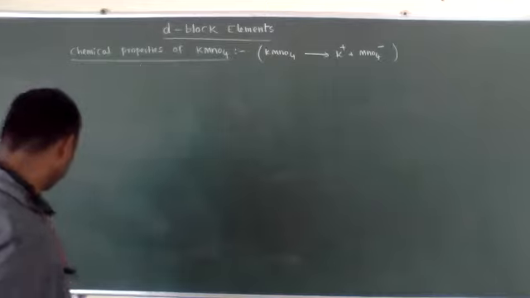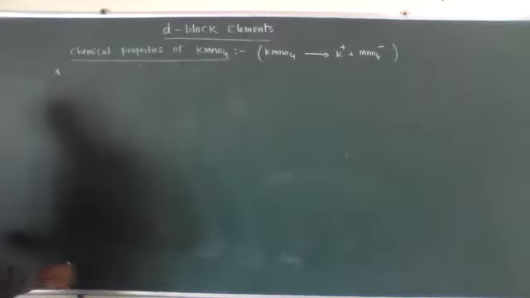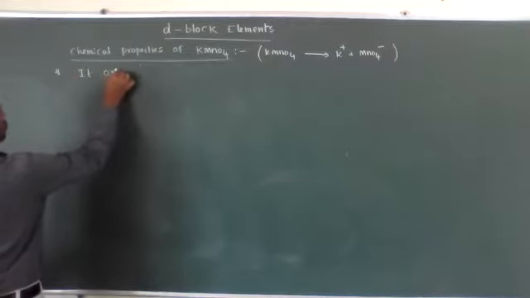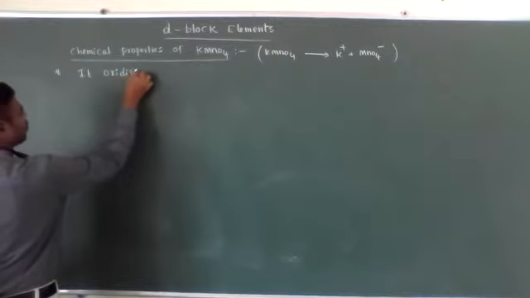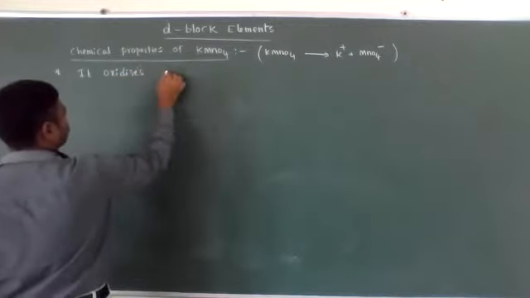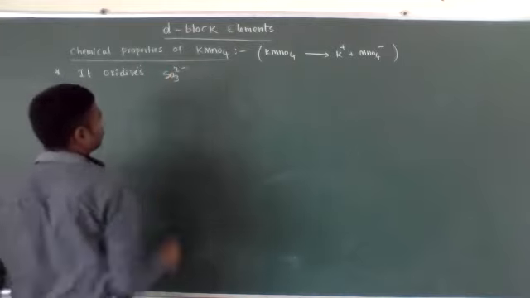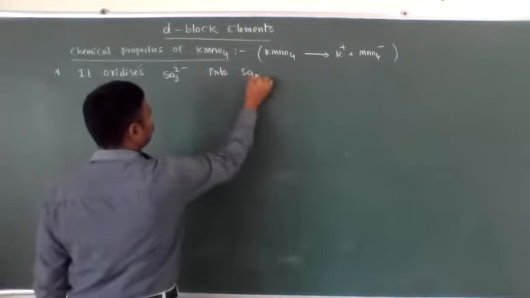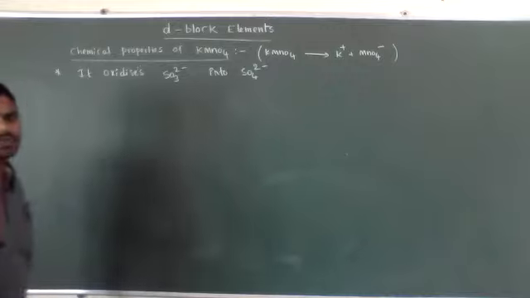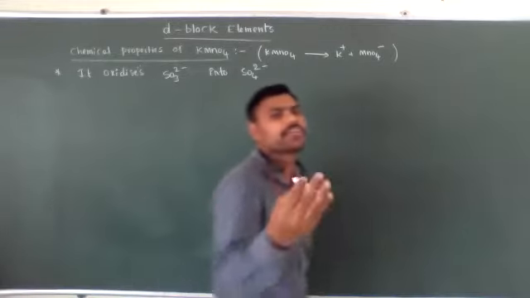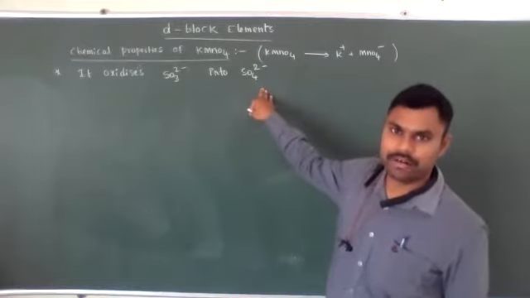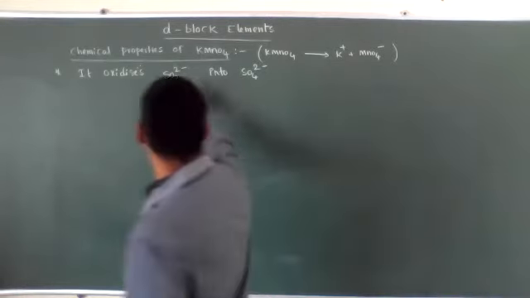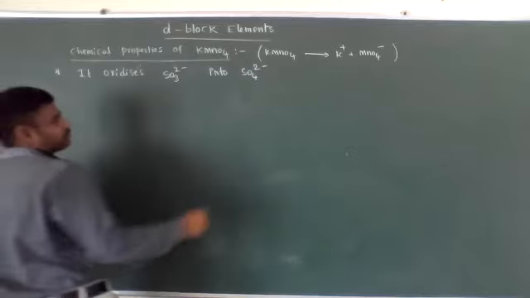One more example. It oxidizes SO3 2 minus, sulfite ion, into SO4 2 minus, sulfate ion. That means SO3 2 minus, sulfurous acid, into sulfuric acid. Sulfuric acid, what is the ionic form of sulfur? SO4 2 minus, sulfate ion. Okay. SO3 2 minus into SO4 2 minus in acidic medium.